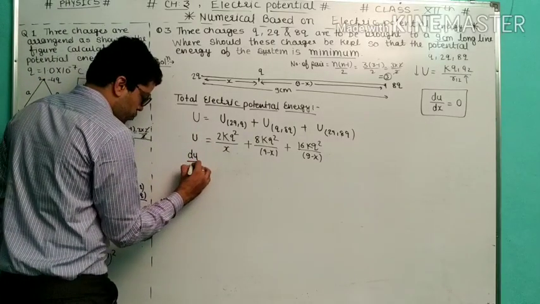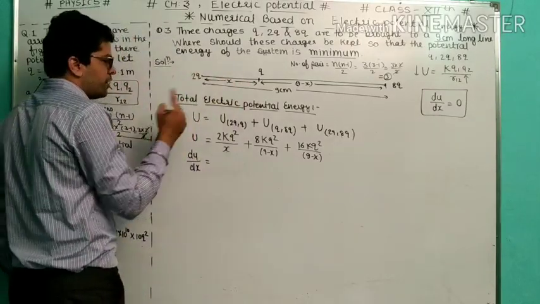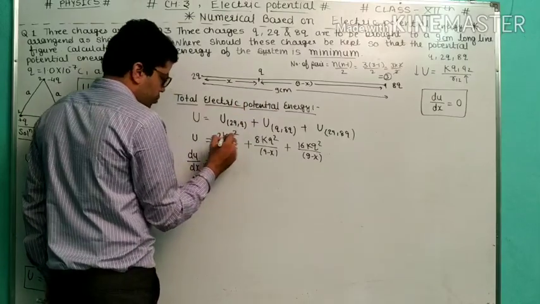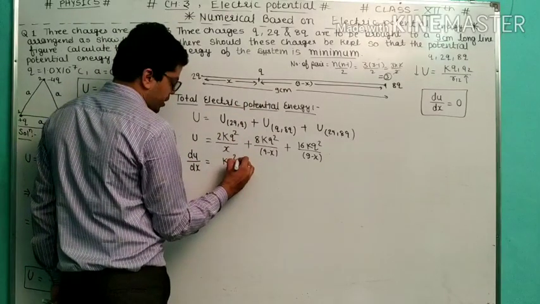Now we have to find out dU by dx first to find the minimum potential energy. At which point x I have to find out. So what is the common factor I have taken here? The common part is kq square.